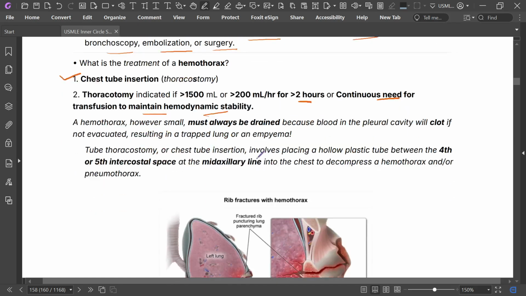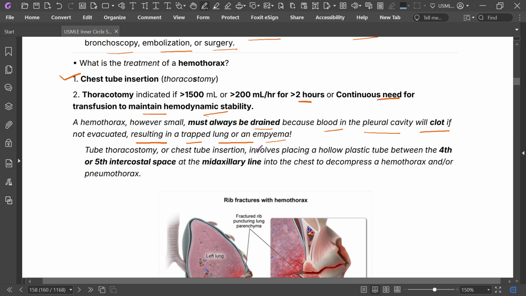A hemothorax, however small, must always be drained, because blood in the pleural cavity will clot if not evacuated, resulting in a trapped lung or an empyema.